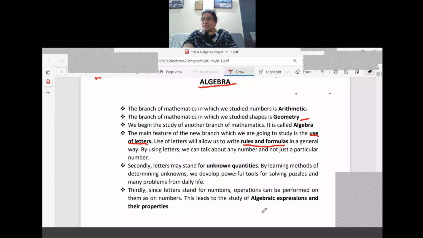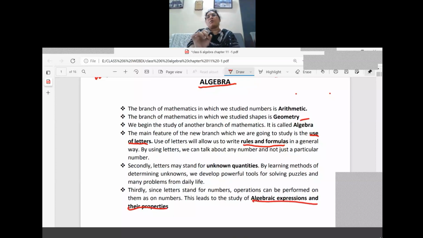Thirdly, since letters stand for numbers, operations can be performed on them as on numbers. This leads to the study of algebraic expressions and their properties. But in your class you have to study just the beginning of algebra only. Don't think that it is a difficult topic. You have already started to learn algebra. Now you are going to learn it in a more clear way, that's all.